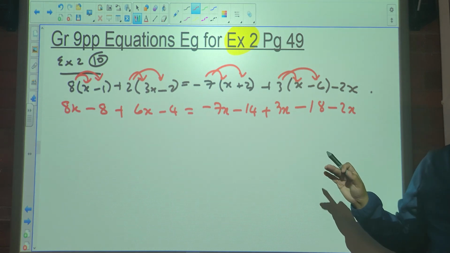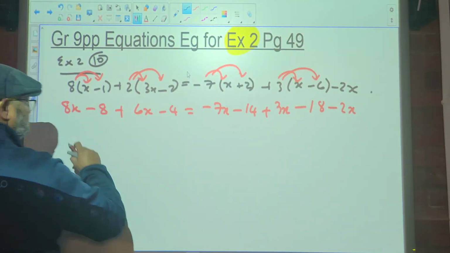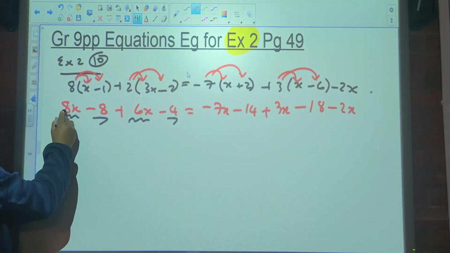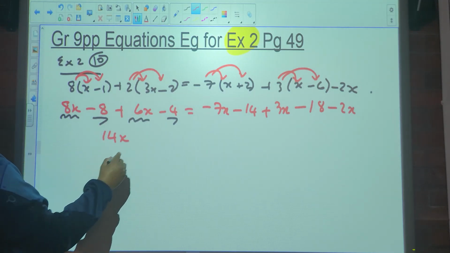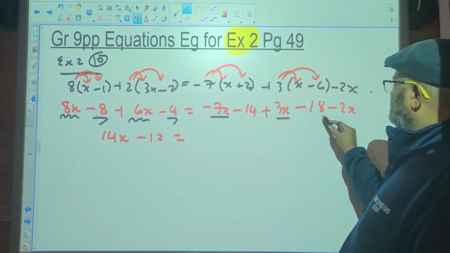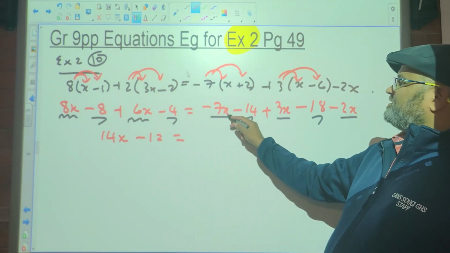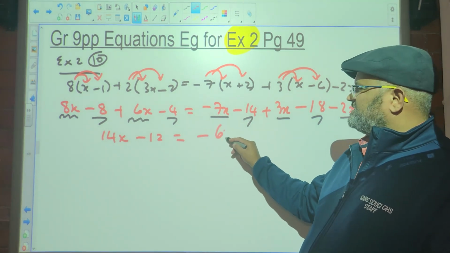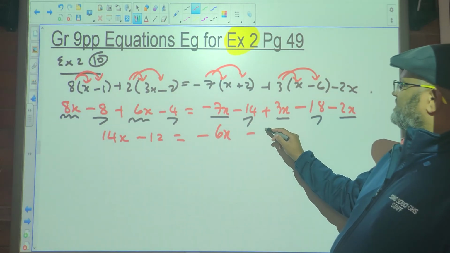You see there's many terms on either side of the equal sign. So what I'm going to do is first add like terms on its respective sides. Okay. So what is 8x plus 6x? 14x. Negative 8 minus 4? Negative 12. And that's equal to, again, like terms here. So we have negative 7x plus 3x is negative 4x minus 2x, negative 6x. Negative 14 minus 18 is negative 32.